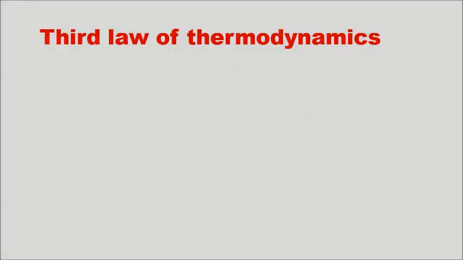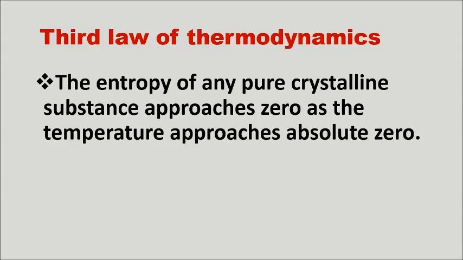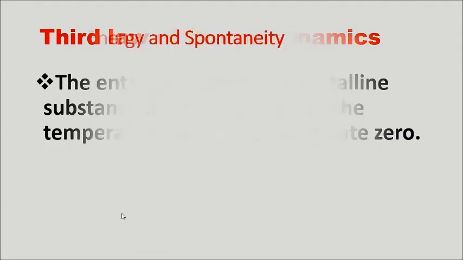The third law of thermodynamics: the entropy of any pure crystalline substance approaches 0 as the temperature approaches absolute 0. So the third law says the entropy of any pure crystalline substance approaches 0 as the temperature approaches absolute 0. So we have the zeroth law, first law, second law, and third law of thermodynamics.